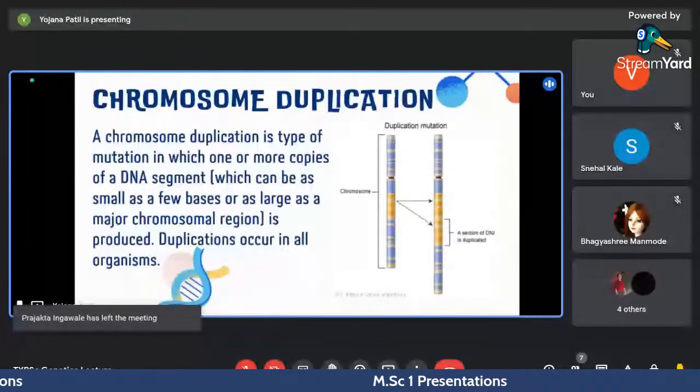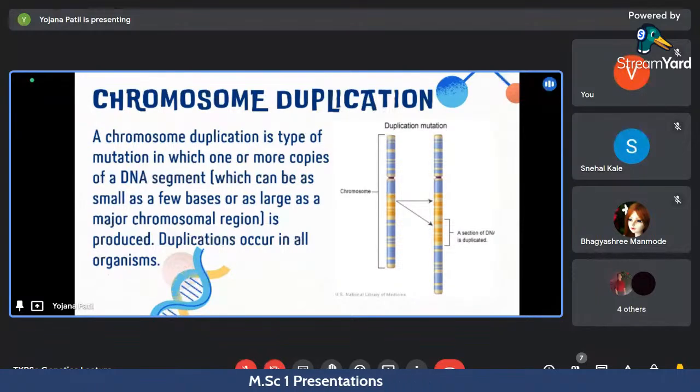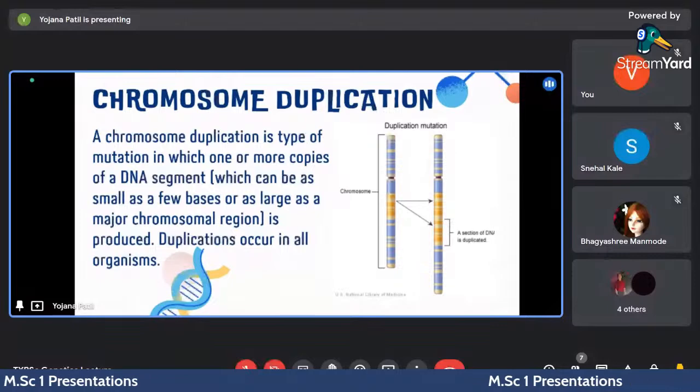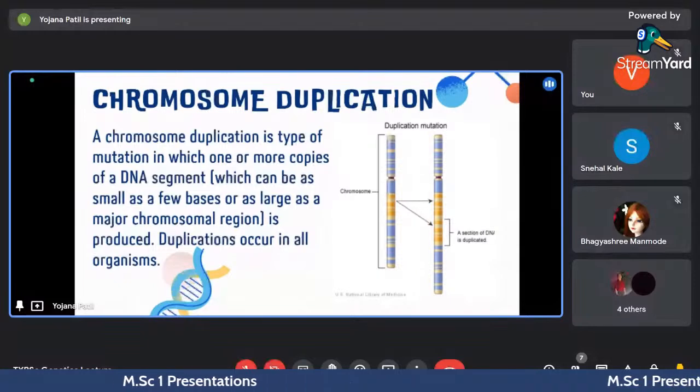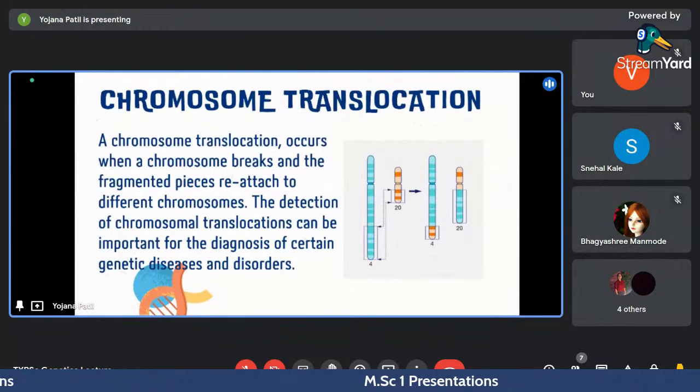Chromosome translocation occurs when a chromosome breaks off and the fragmented piece reattaches to a different chromosome, and the detection of this chromosomal translocation can be important for the diagnosis of certain genetic diseases and disorders, and this can result in formation of abnormal gene products, and that can cause cancer.